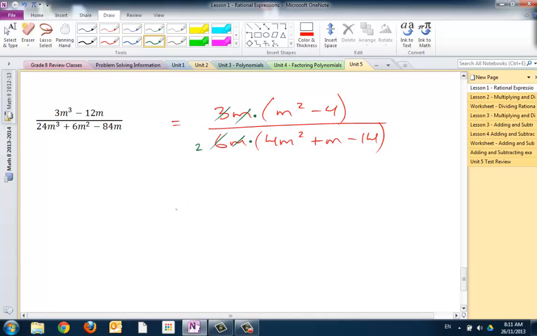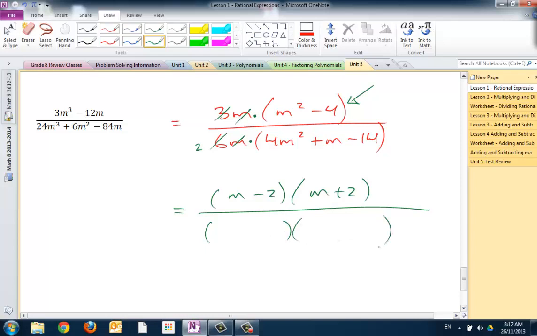Clearly there might be a little bit more factoring that I can do here in the numerator and the denominator, because this m squared minus 4, well, that's another difference of squares. So I can factor that to m minus 2 and m plus 2. This denominator, that trinomial, can it be factored out? Let's take a look. Factors of 4 and 14 that combine to that plus 1. Yeah, it looks like I can do an m and a 4m and a 2 and a 7.